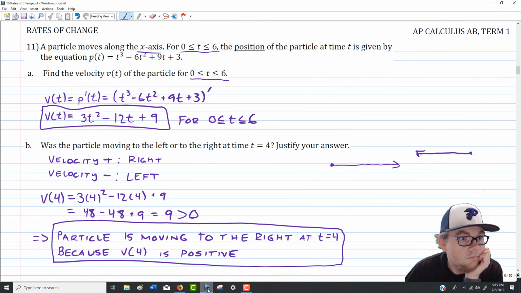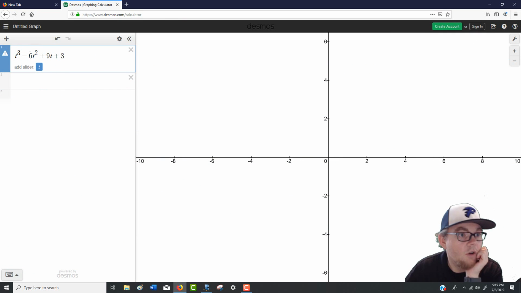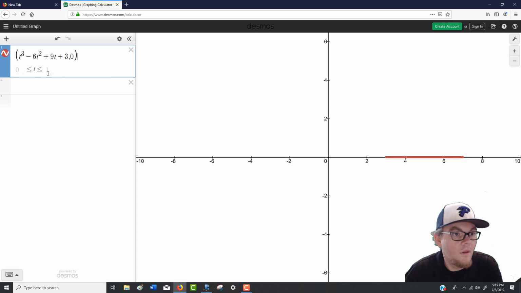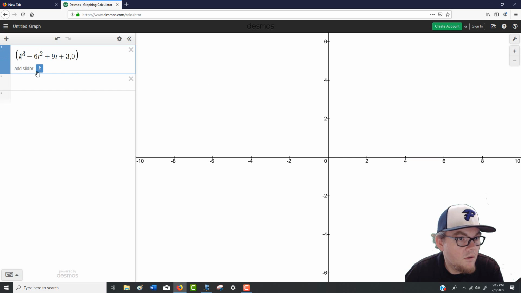Minus 6t squared plus 9t plus 3. Oh, cool. So we're going to go that way, and then we're going to have it have position 0. Okay, so for the moment, this isn't doing the trick. Let me make some changes here.